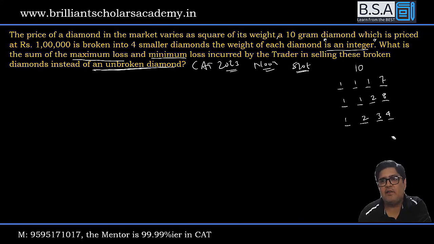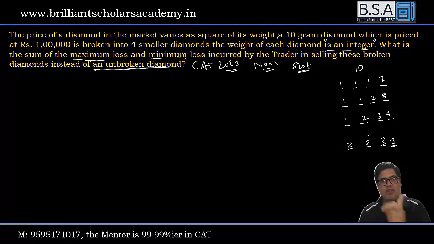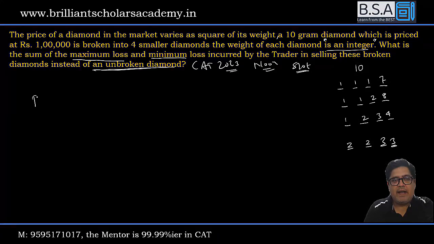The idea is for maxima or minima to work, numbers must be as close as possible or as far as possible. If I write this as 2, 2, 3, and 3, I've written 4, 5 possibilities in front of you. Listen to this. What was the hint here? The price of the diamond depends upon weight square. If the weight is 10 grams, the price will depend upon 100. 10 squared is 100.